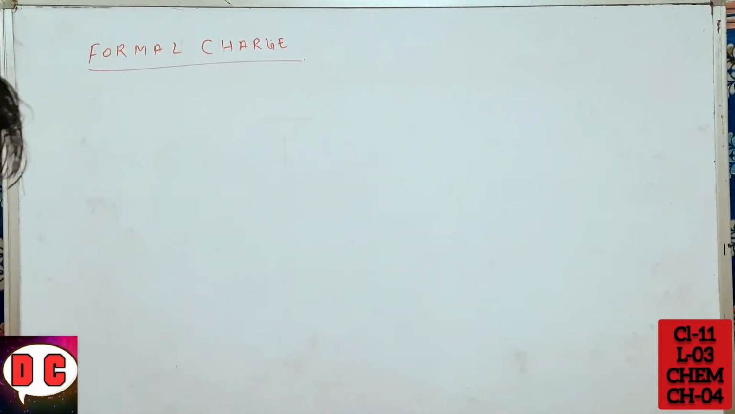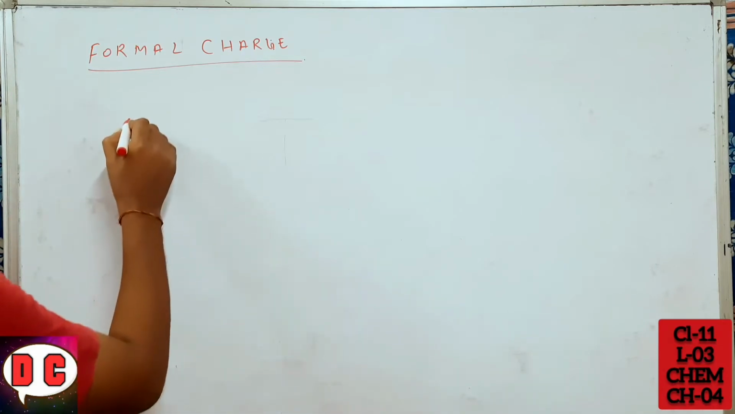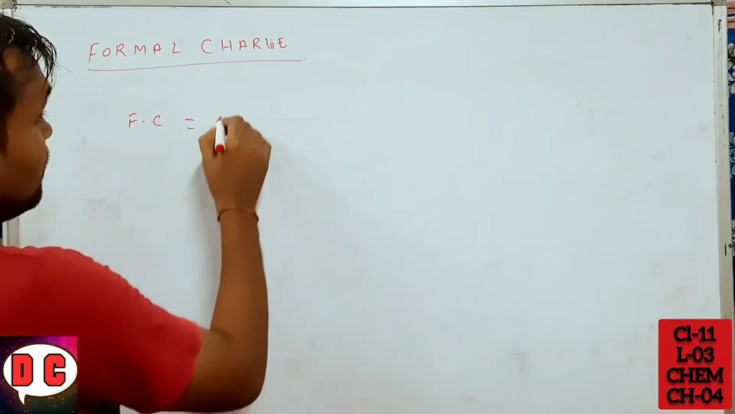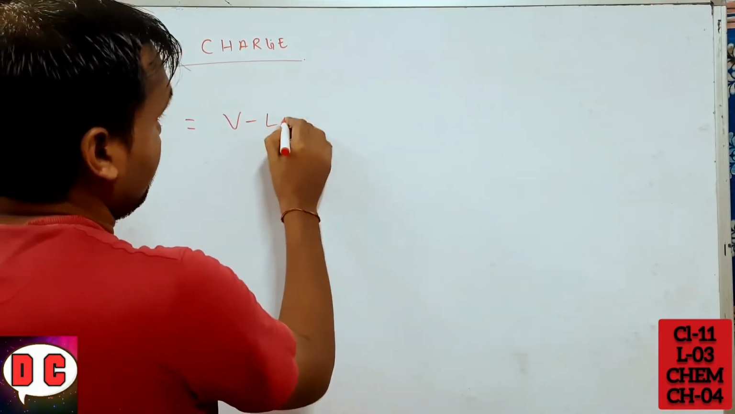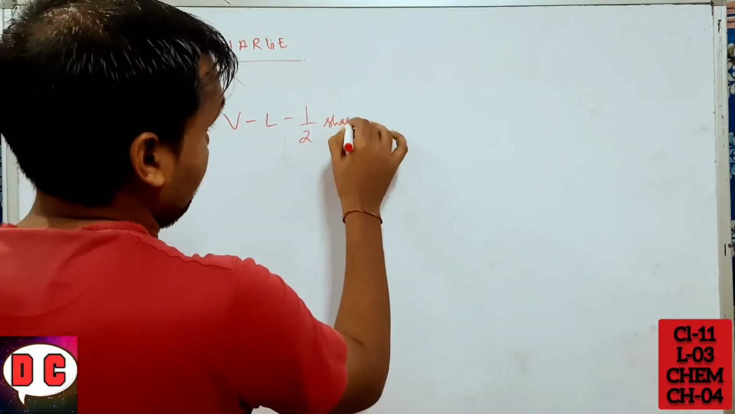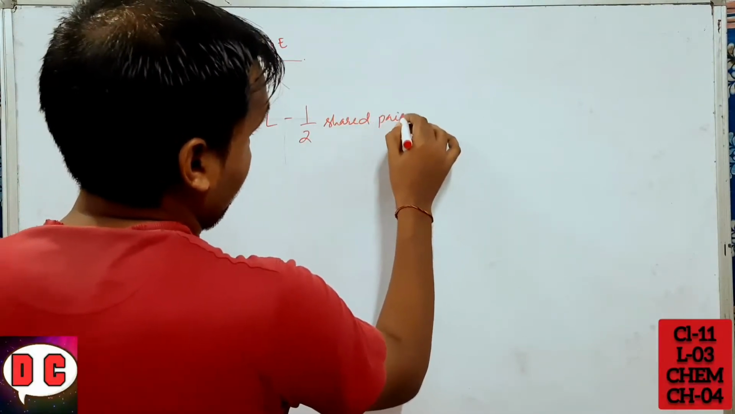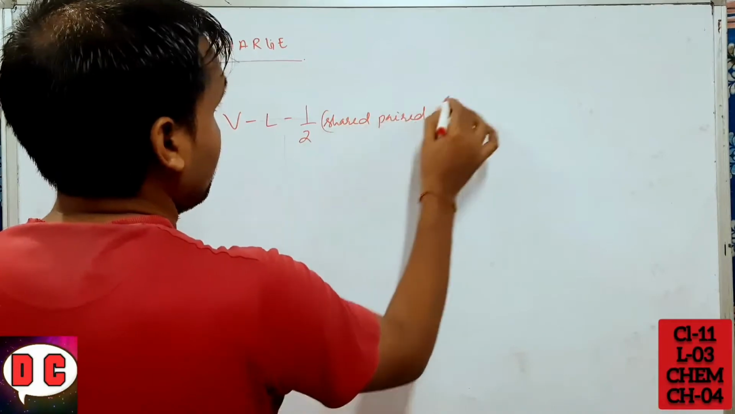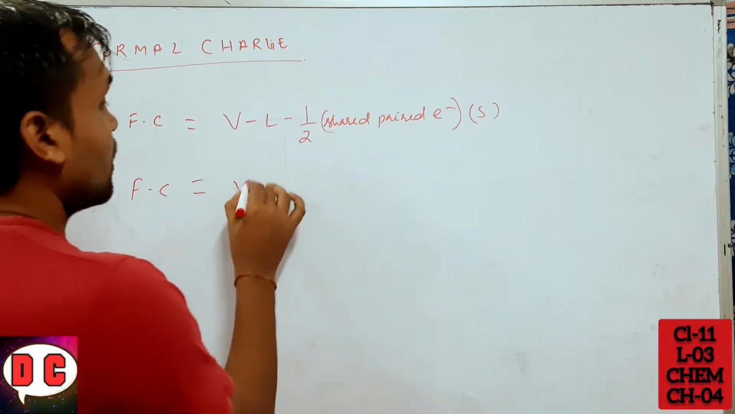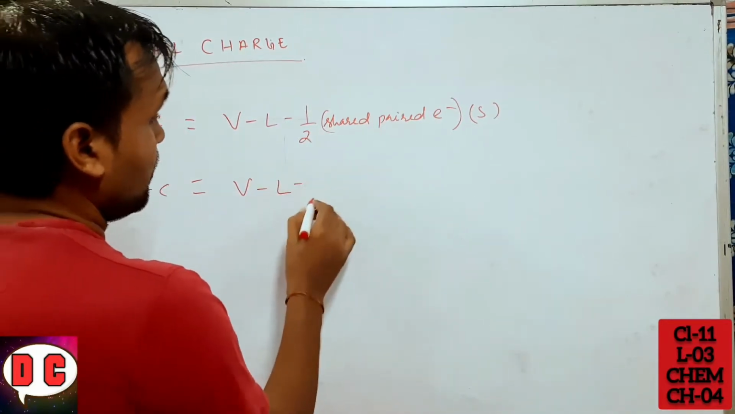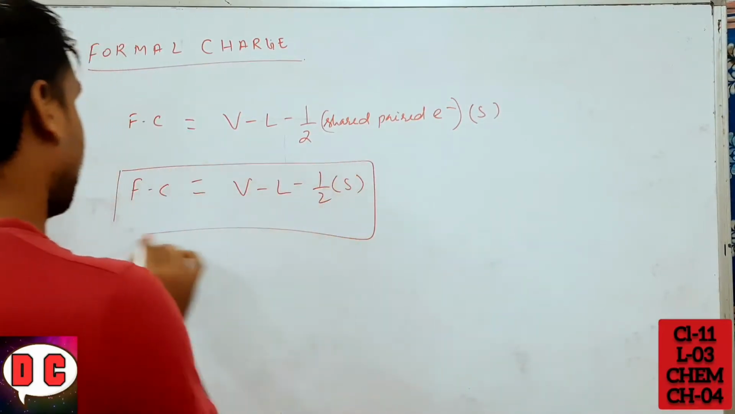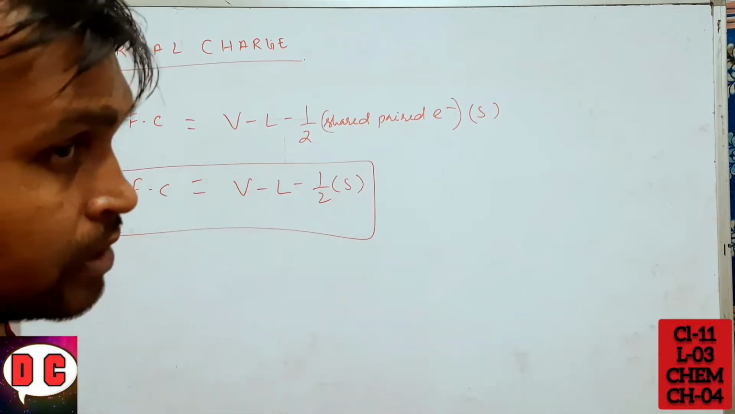So first of all let us understand what is the formal charge. Formal charge is represented as FC, and it is the number of valence electrons minus the number of lone pair of electrons and minus half of the shared pair of electrons, represented by S. So the formula of formal charge is the valence electrons minus lone pair of electrons minus half of shared pair of electrons. Why formal charge is important, we will discuss.